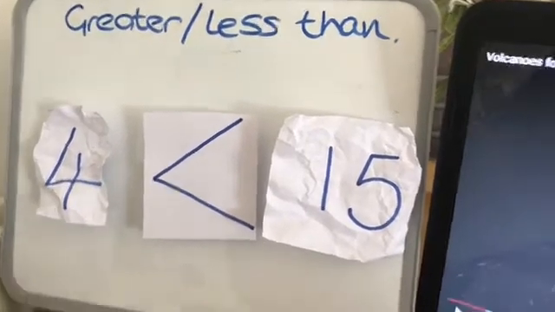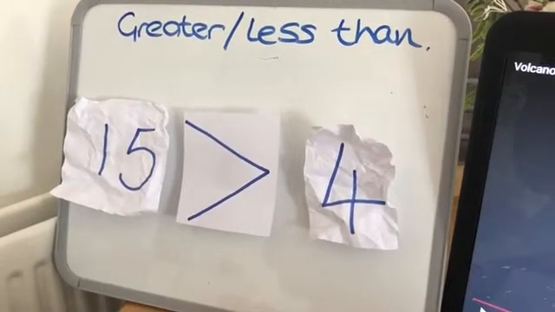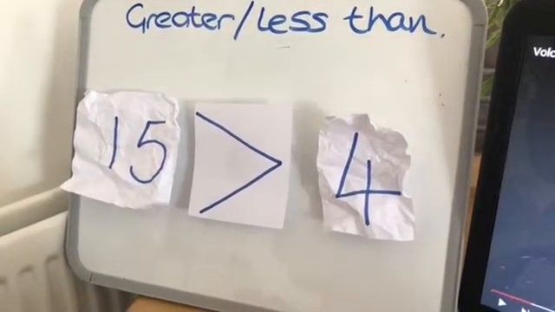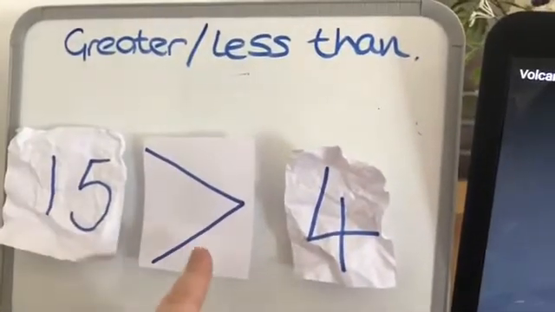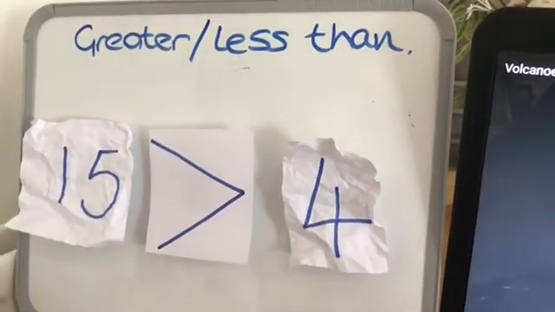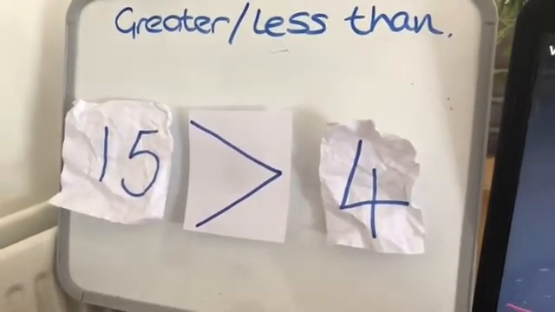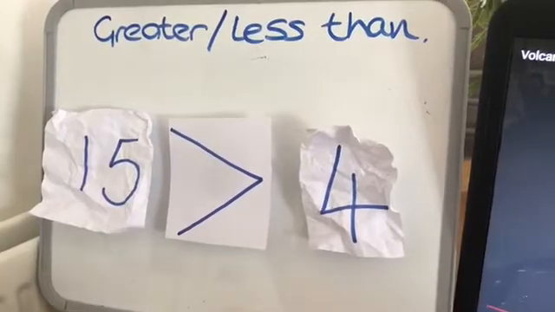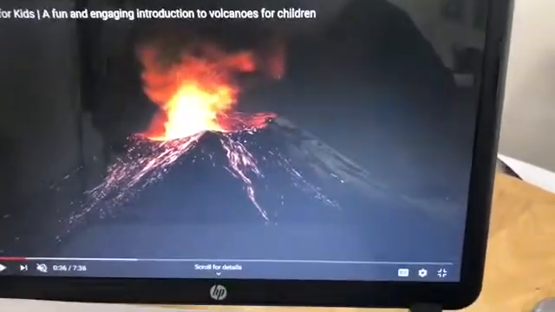Okay? Using the same numbers, I have changed the number sentence around ever so slightly. I have moved the numbers, and because I have done this, it means I have had to switch over the greater than and less than sign. So the number sentence now reads 15 is greater than 4. Okay, so I have now placed my numbers back into my dish, and I'm going to pick out another 2 numbers. We're going to try this again.